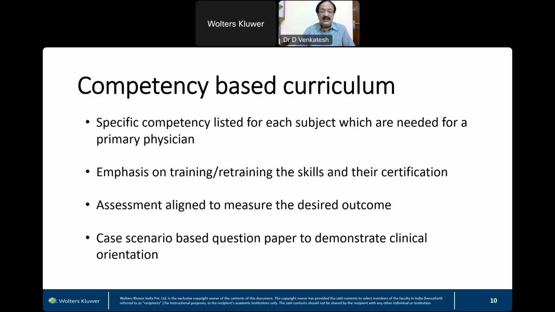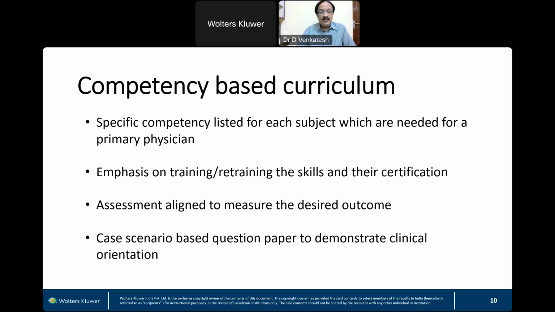Now, one more significant change with the competency based curriculum is there's a sincere effort to align the assessment to measure the desired outcome. If your skills are to be certified and that is to be measured, they have also changed the assessment strategies to measure and certify the desired outcomes. There has been more emphasis on case scenario based question papers, and that gives a clear inclination towards the clinical side, or it gives a clinical orientation.